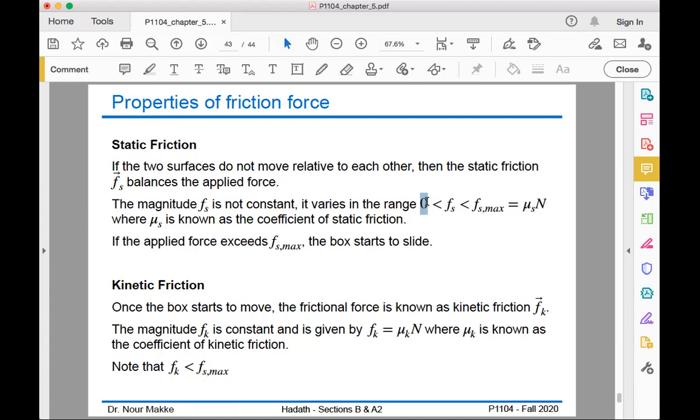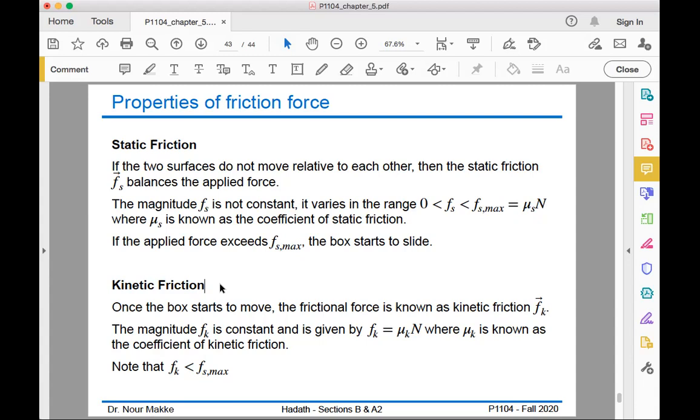So it goes up to a maximum value, and only this maximum value is equal to mu s times n, where mu s is the coefficient of static friction and n is the normal force exerted by the surface. If the applied force exceeds Fs maximum, then the box starts to slide and we are in the case of kinetic friction. So once the box starts to move, the kinetic frictional force will be acting on the object, and it's denoted by Fk.